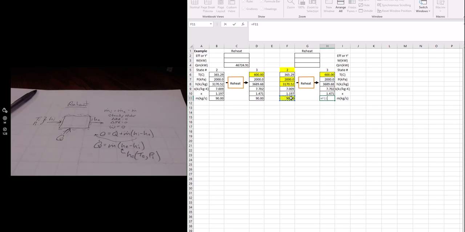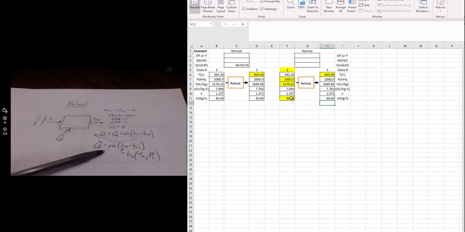So this. And then finally, coming over here, we implement our equation. Q up here equals m dot times H exit minus H inlet. And the reheat's easy.